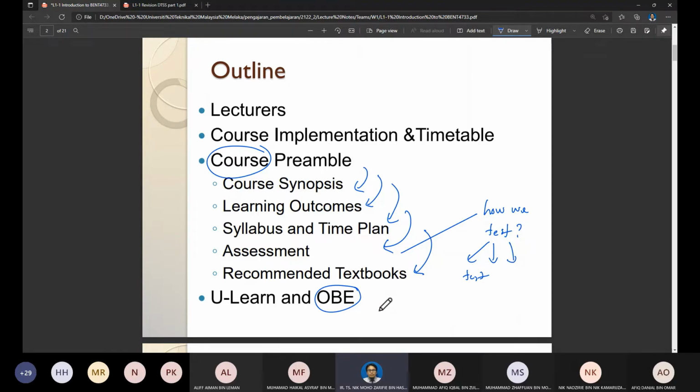At the end, I would like to have some discussion about ULearn and OBE. So what OBE is all about, and what the Engineering Accreditation Council is.